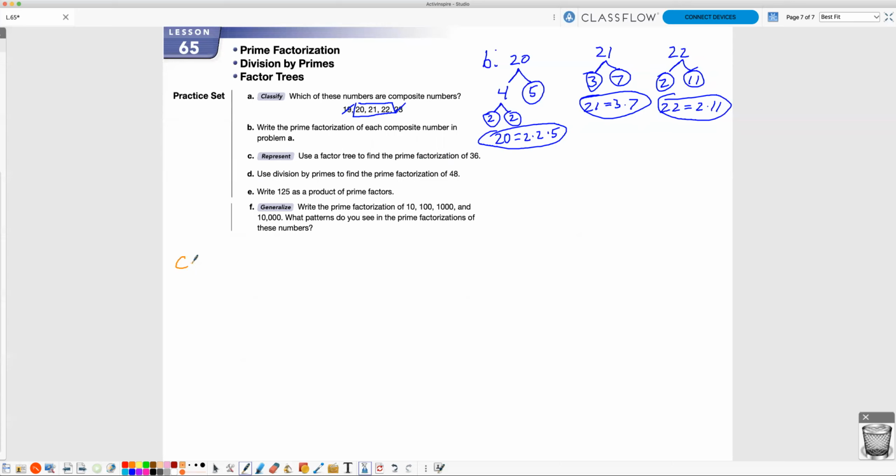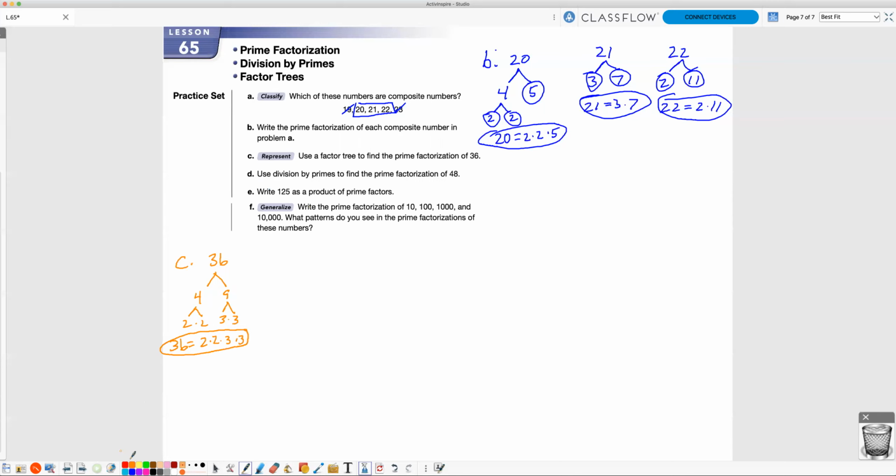Letter C, use a factor tree to find the prime factorization of 36. So for letter C, you do have to start with 36 at the top. I'm going to break that down. I'd have 4 times 9. Both of those are composite. This would be 2 times 2. 9 would be 3 times 3. The answer to 36 prime factors would be 2 times 2 times 3 times 3.